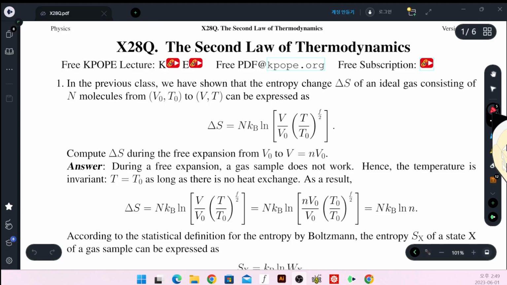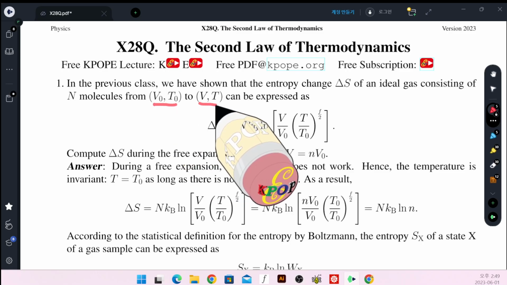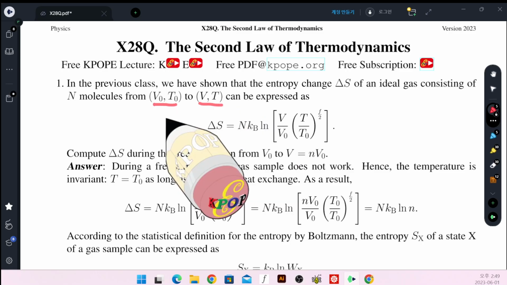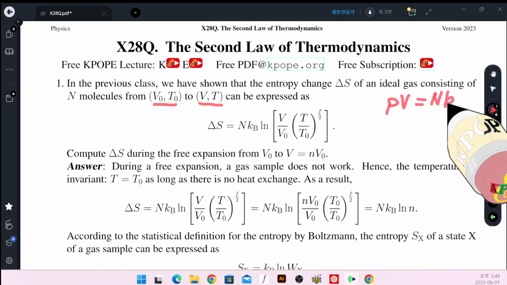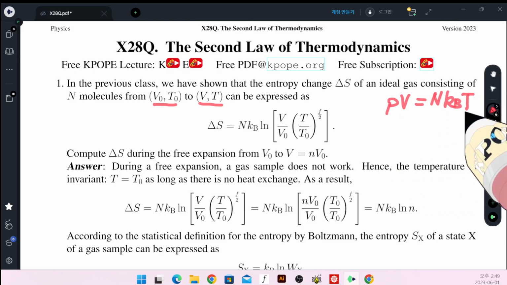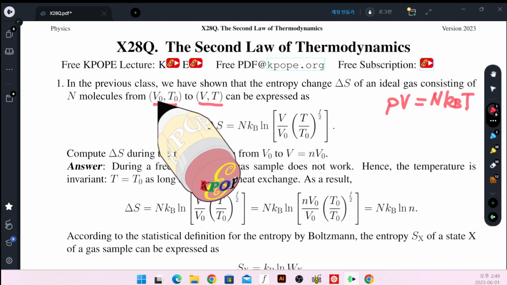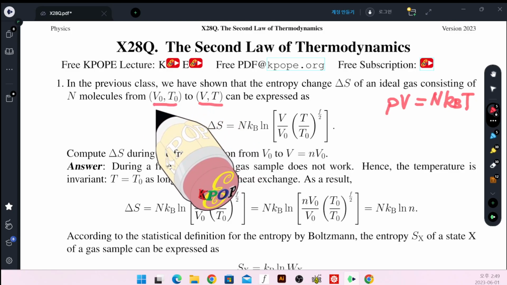Today we study X28Q, the second law of thermodynamics. Problem 1: in the previous class we have shown the entropy change delta S of an ideal gas consisting of n molecules from the initial state to another state. As you know, because of the equation PV equals n kBT, only two variables are independent. So here we have chosen the volume and temperature to be the independent variables.